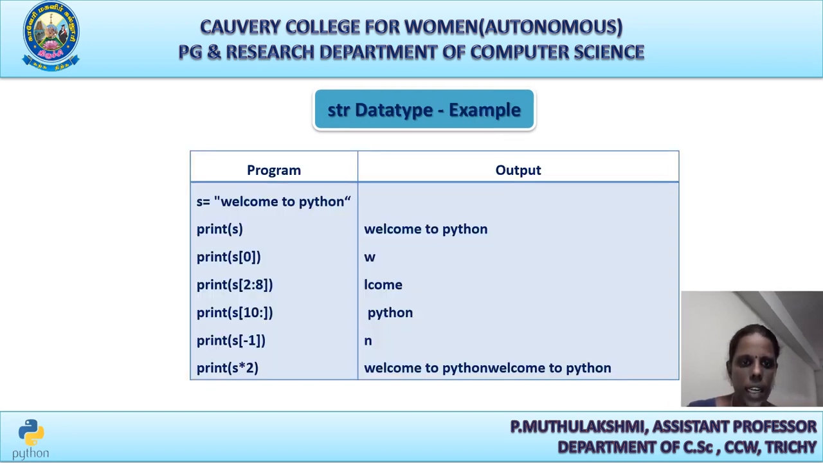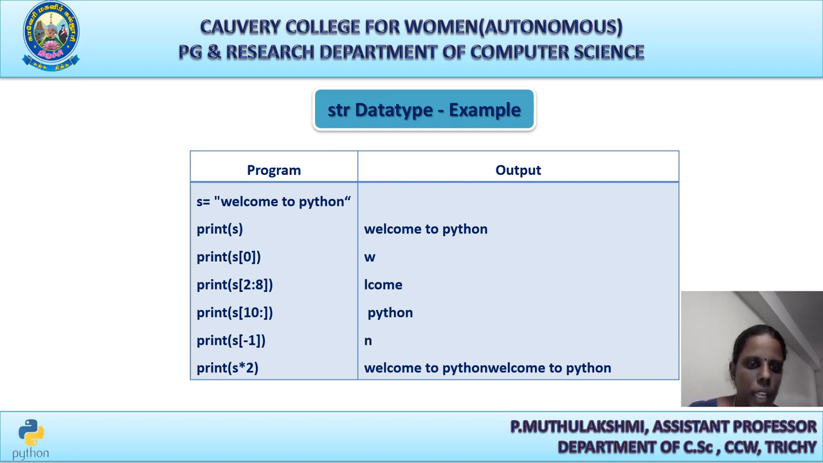An example for the string data type: first of all, I have initialized the value s is equal to "welcome to Python", which is placed within double quotation marks. print(s) prints the entire string. print(s[0]) prints the first character in the string. So always the index value starts with the number 0. print(s[2:8]) returns the elements from the starting index 2 to the ending index 7.